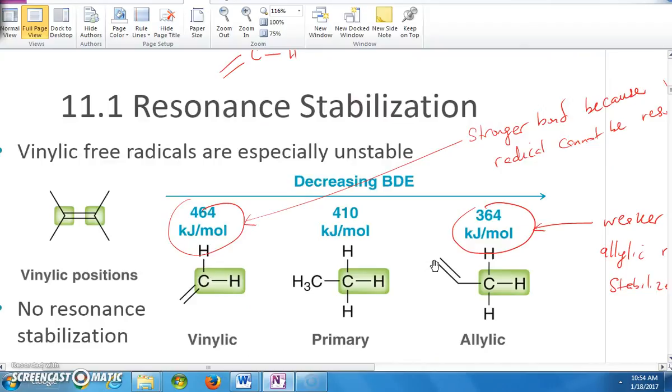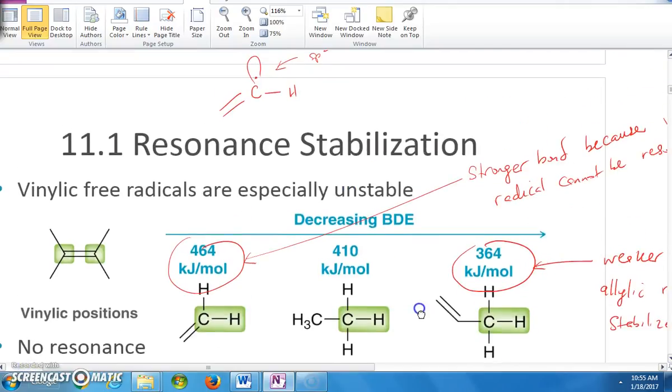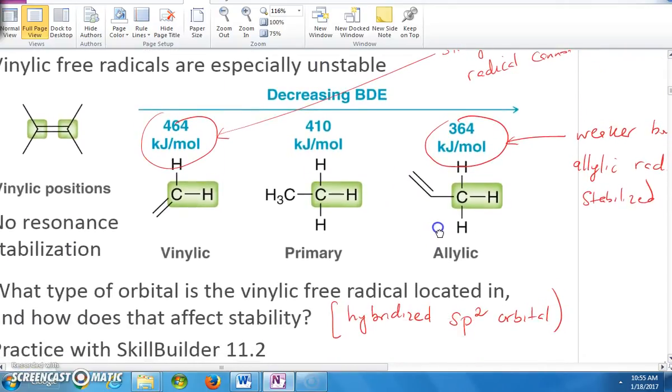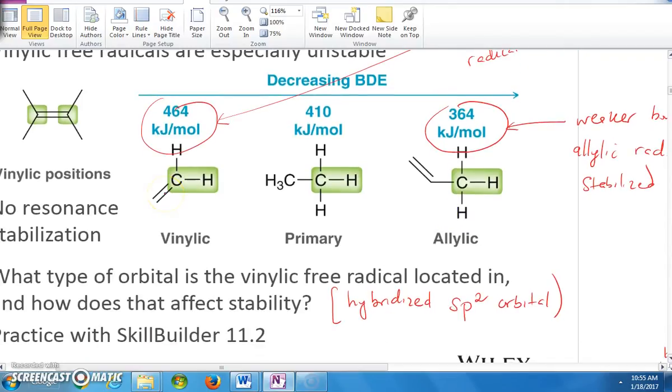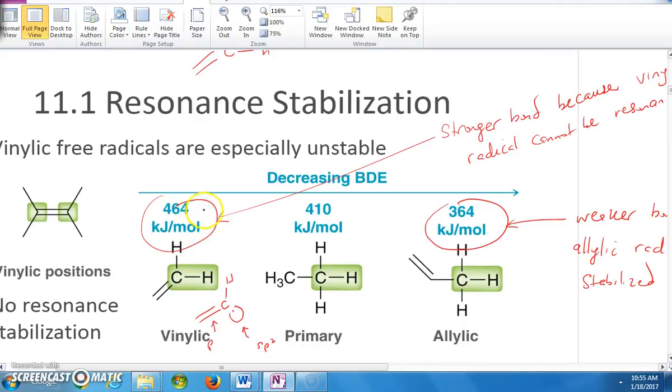Vinylic radicals are especially unstable. We know that, right? The reason is because, when this bond breaks, it cannot be stabilized by resonance. Why? Because it's in an sp2 hybrid orbital, and this is in a p orbital. These are perpendicular, so you can never have delocalization of electron density. So that's very unstable, and that is why you have a very large bond dissociation energy.